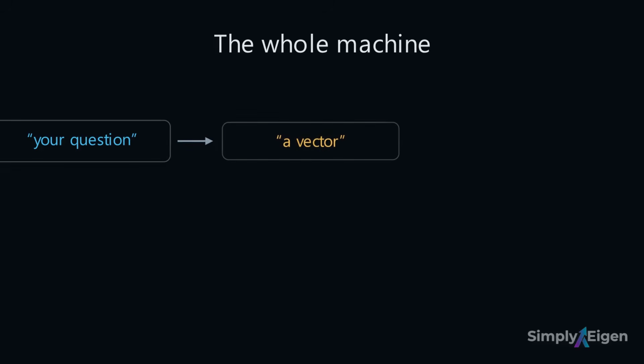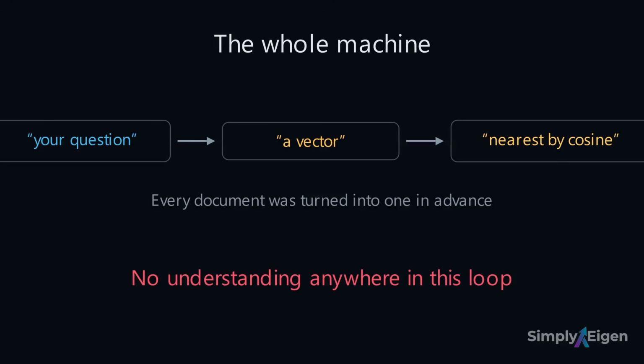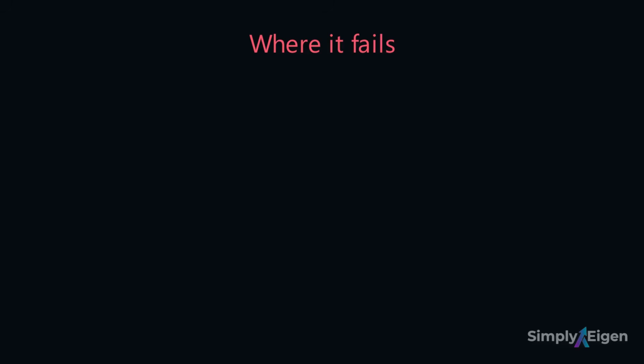When you search or when a chatbot looks something up before it answers you, your question is turned into one of these vectors. Every document it can reach has already been turned into one, in advance. Then it computes the cosine between your question and the candidates, and hands back the closest ones. That is all. There is no understanding anywhere in that loop. There are only angles. Which is also why it fails in a very particular way.